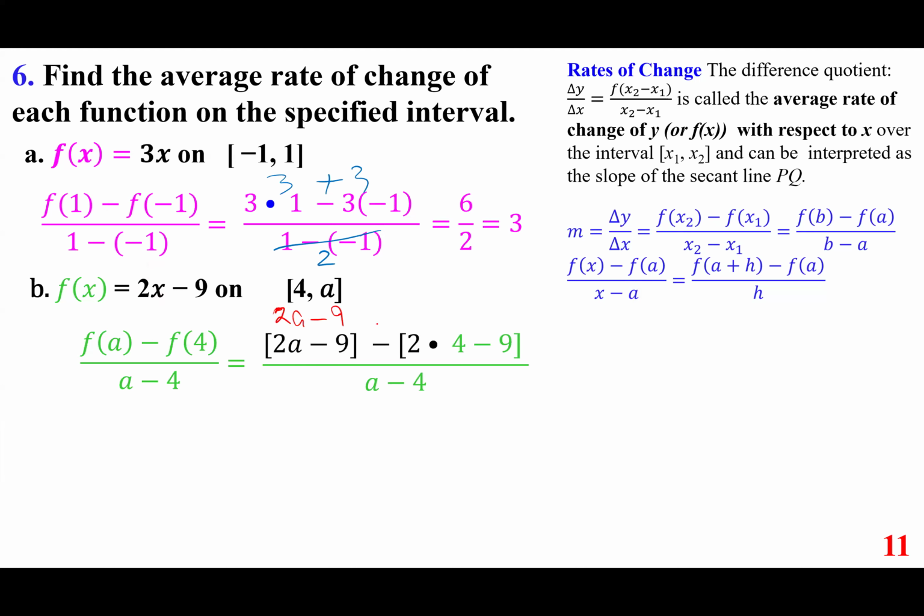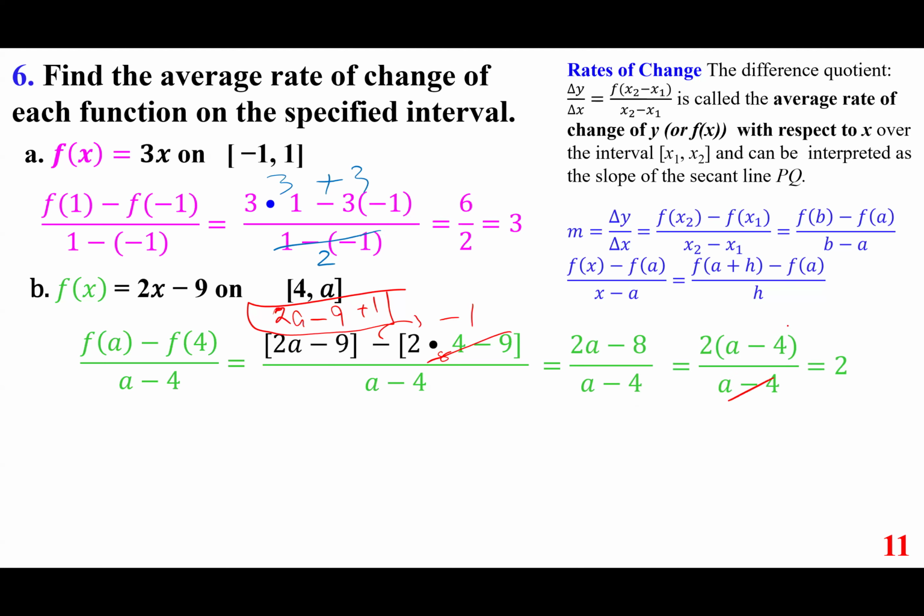2a minus 9. This is 8 minus 9, which is negative 1. With the subtraction, this makes it plus 1, which is 2a minus 8. You can factor 2 from the numerator, and therefore a minus 4 cancels out. The final answer becomes 2.